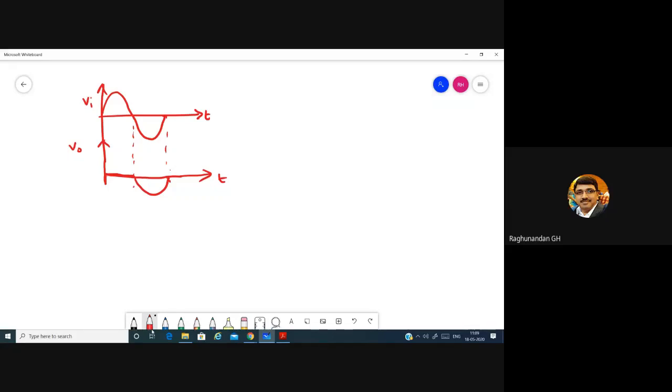Don't worry about inverting, non-inverting, all those things. In an actual rectifier circuit, it gets inverted because of the presence of the transformer. But here, since we are not using any transformer, we'll write like this only. So only the second half is allowed to pass through. It depends upon the direction of the diode.